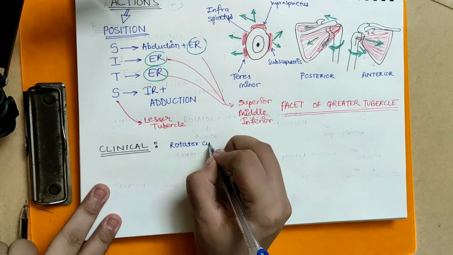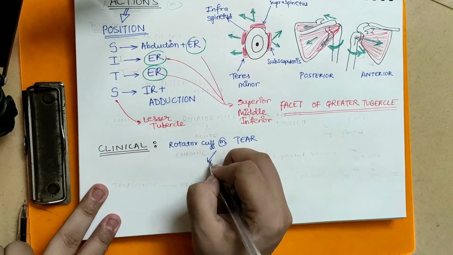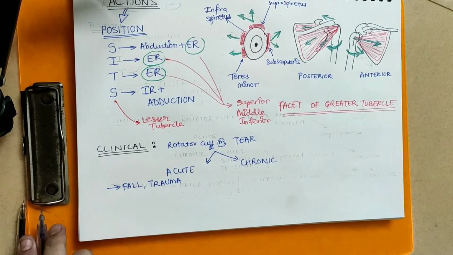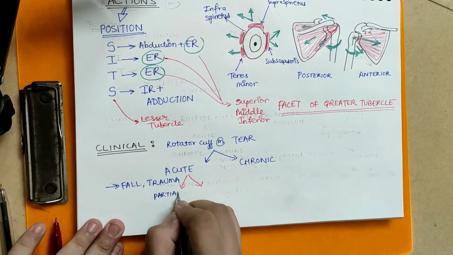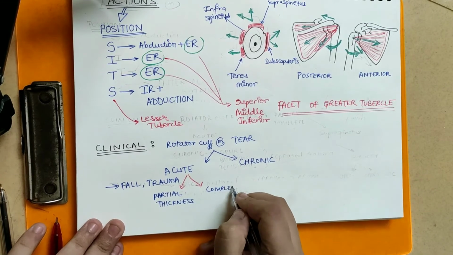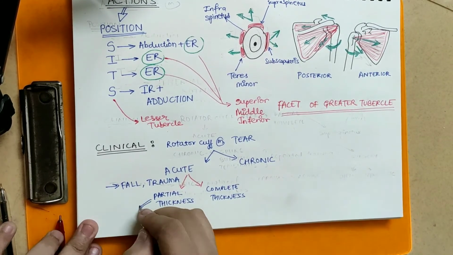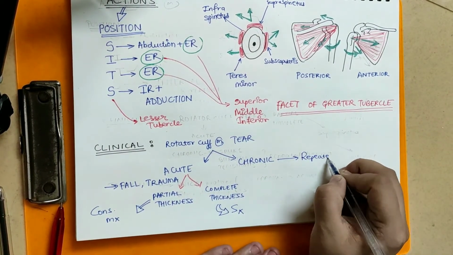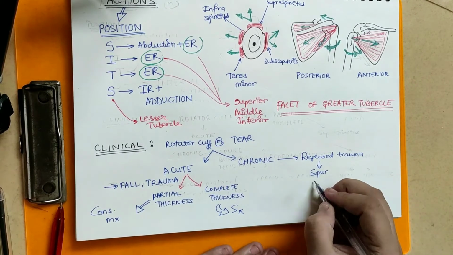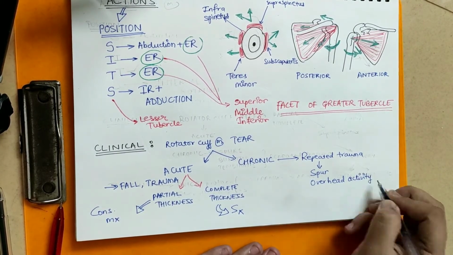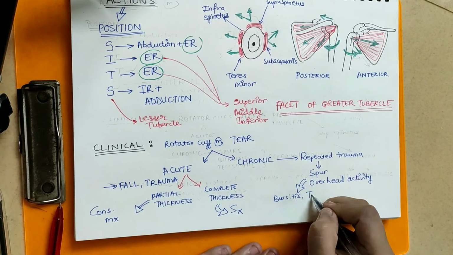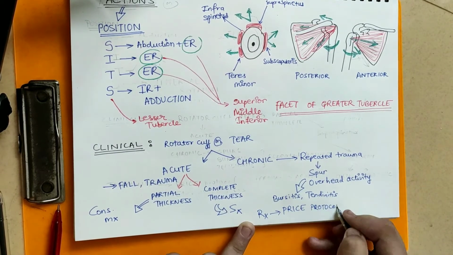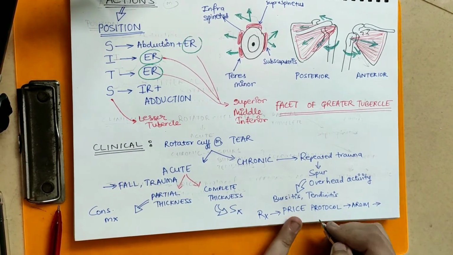Clinically, rotator cuff muscle tears are most common. They can be either acute or chronic. Acute tears can be because of a fall or trauma. The tears can be either partial thickness or complete thickness. Partial thickness tears can be treated conservatively, whereas complete thickness requires surgical management. Chronic tears occur because of repeated trauma due to a spur or overhead activity such as playing baseball, leading to bursitis and tendinitis, which further cause the tear. The treatment is the PRICE protocol followed by range of motion exercises and strengthening.